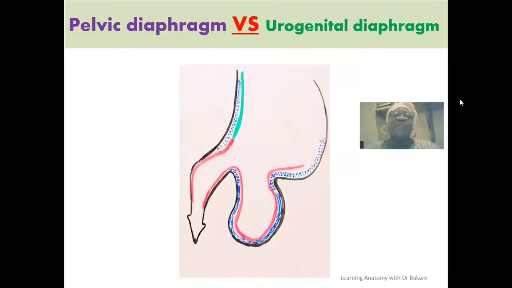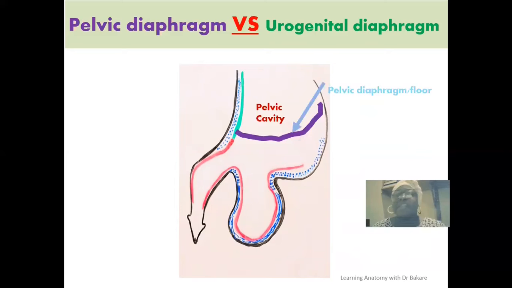So let's look through the pelvic diaphragm versus the urogenital diaphragm. We try to use this image by the side to illustrate the configuration of both diaphragms. This is the general configuration of the pelvic cavity. And this pelvic cavity is limited inferiorly by the pelvic diaphragm, just a corresponding name diaphragm. This is what is highlighted here in purple. This pelvic diaphragm forms the inferior limit of the pelvic cavity, and this can also be referred to as the pelvic floor.